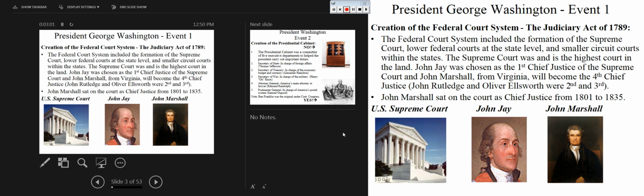A lot of times we forget about John Jay and John Rutledge and Oliver Ellsworth. Those were our first 3 Chief Justices, because they served as the first, second, and third in a pretty short period of time. The guy that we really remember is our 4th Chief Justice from Virginia, John Marshall, who served on the court from 1801 to his death in July of 1835.